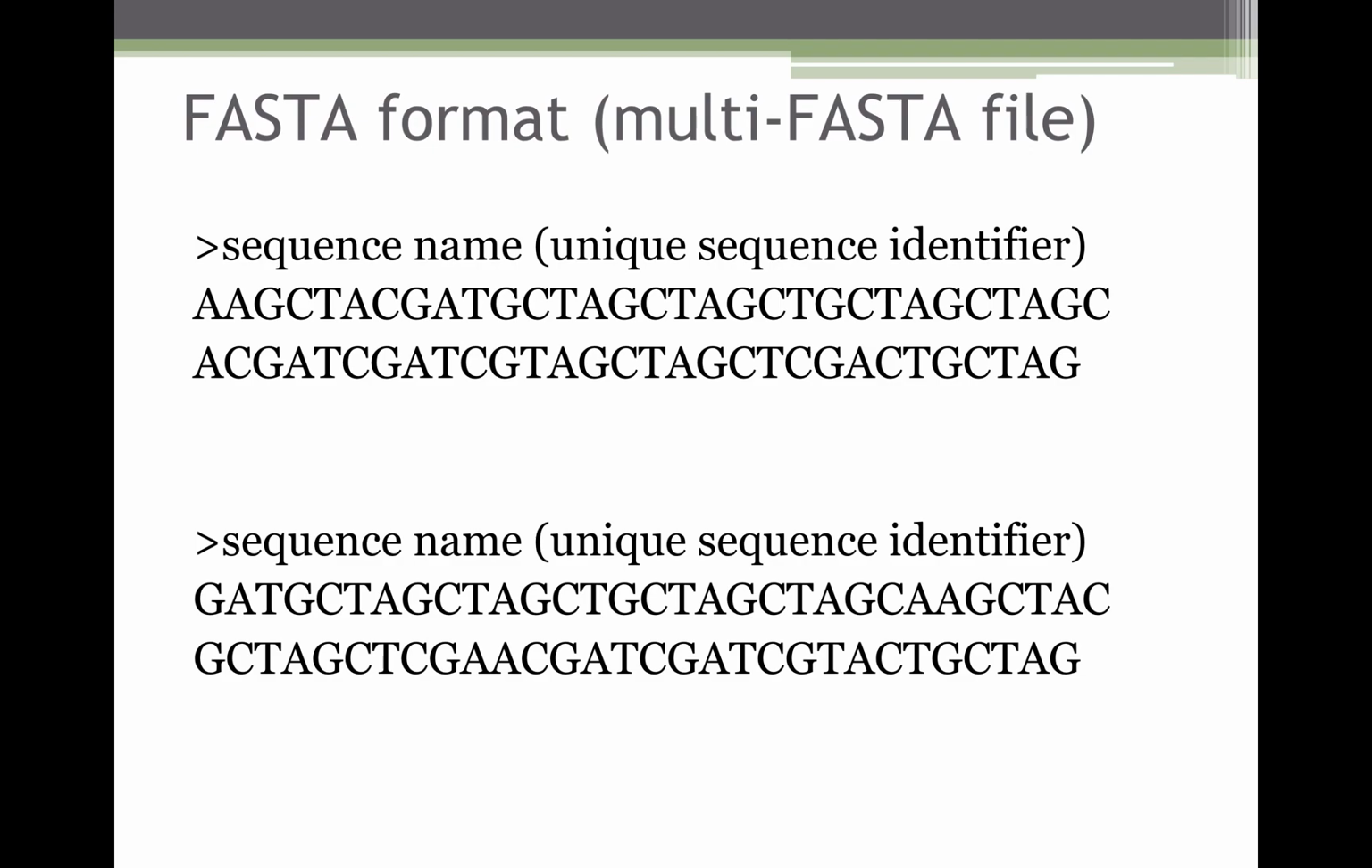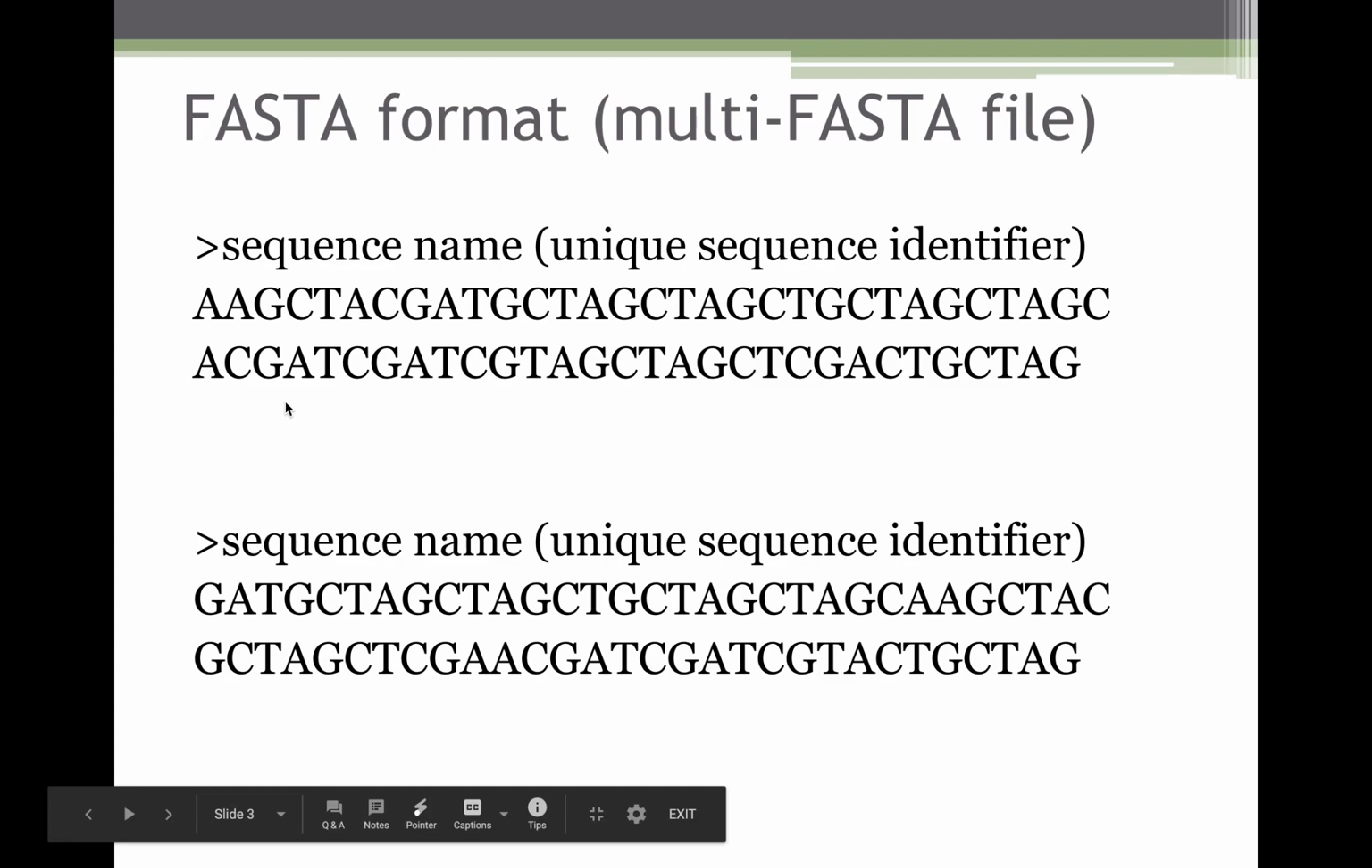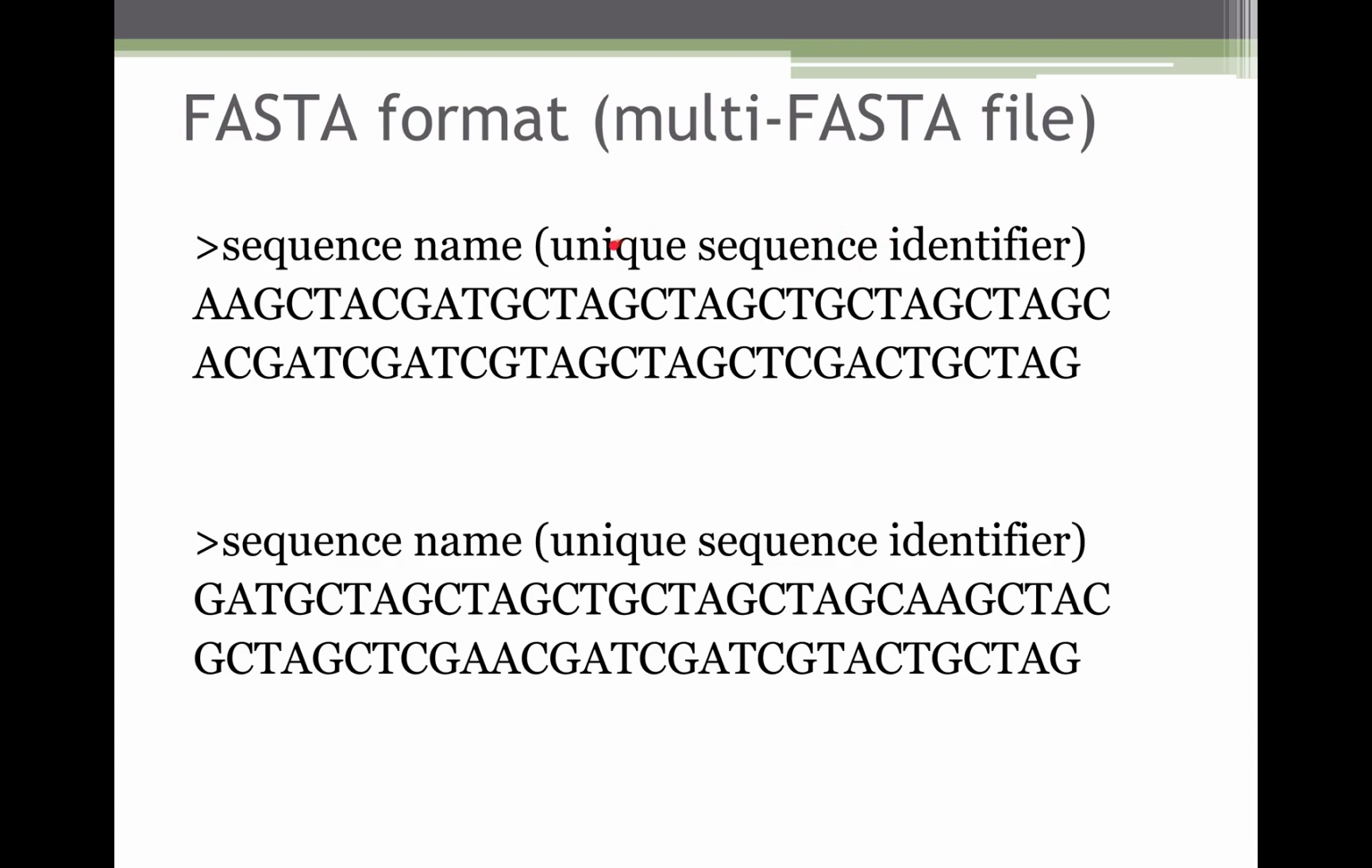So before introducing the NGS sequence format, I wanted to just remind everyone of FASTA format, where you have a sequence identifier starting with a greater than sign and usually some unique sequence identifier from the database, and then from the second line onwards you have the actual sequence. And when you have multiple of those sequences in the same file, this is called a multi-FASTA file.